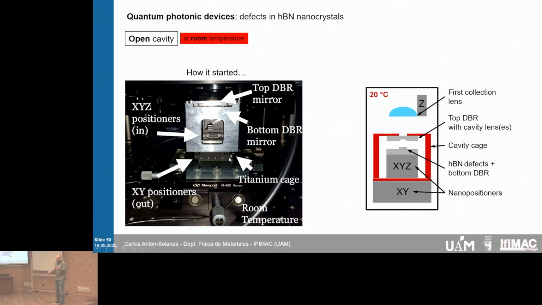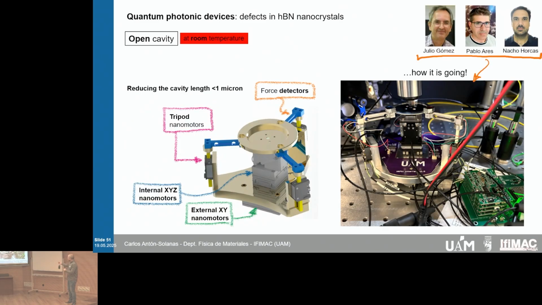But after discussing these problems of approaching the two mirrors with experts at the Autónoma, Julio Gómez, Pablo Ares, and Nacho Orcas, they suggested we make some sort of tripod that allows us to remove the residual angle and eventually make the cavity distance even shorter, which is crucial to get this better Purcell enhancement. So the cavity characterization is currently undergoing, and we hope to get nice results soon.